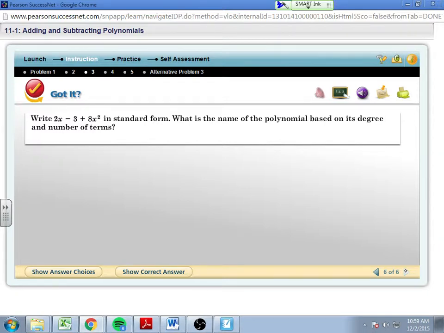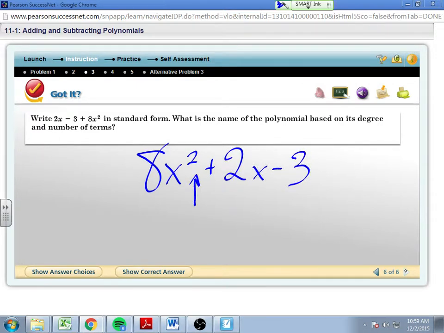Emily, what does this become? Now I'm using cards. When I write this in the correct way, how do I reorder these? Oh, it's 8x squared plus 2x minus 3 and it's a quadratic trinomial. It's quadratic because of the power of 2, and it is a trinomial because there are 3 terms.